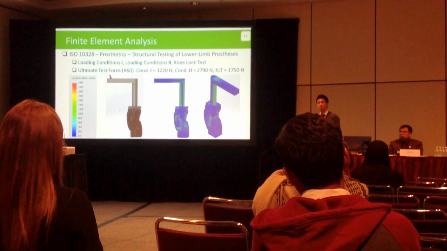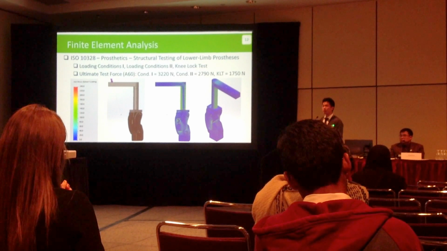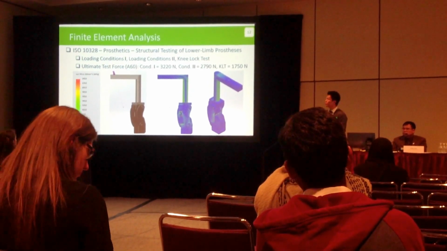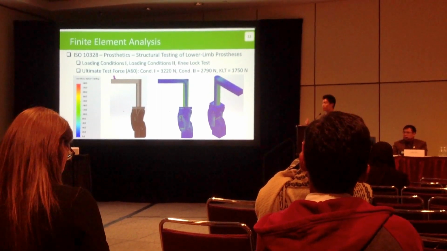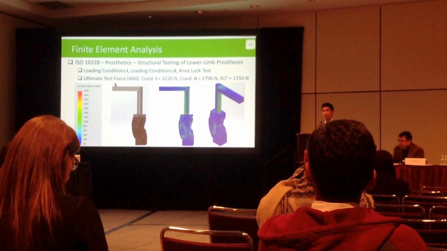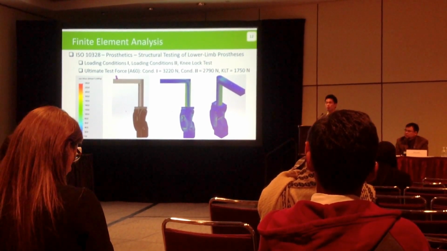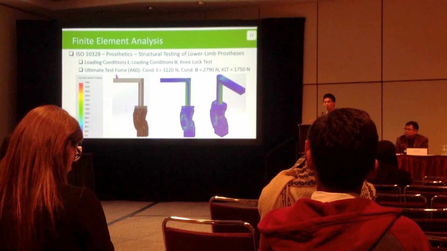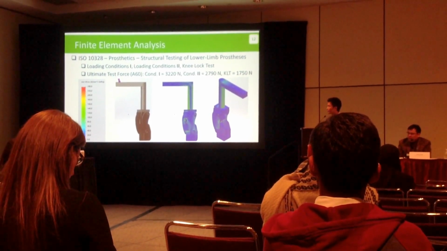After the design has been done and the computer model has been created, we also go through finite element analysis, which follows the ISO standard for structural testing of lower limb prostheses. In the ISO testing, there are 2 different loading conditions, as well as the knee lock test, which is specifically for a mechanical, knee lock-based knee joint design.